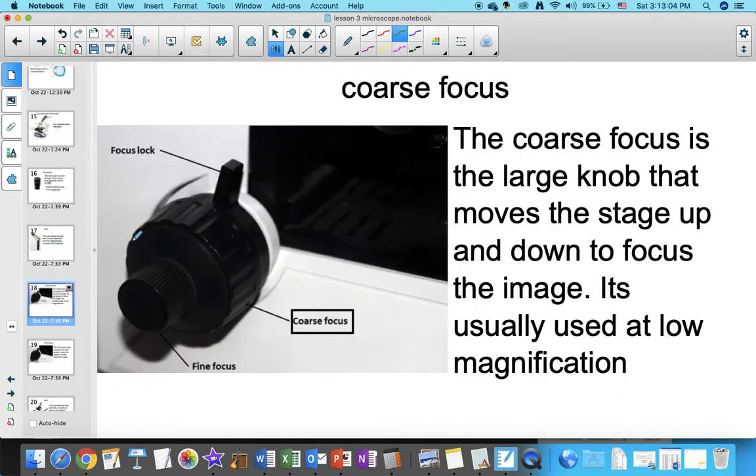The coarse focus. So the big knob, not the little knob here, this big knob moves the stage up and down to focus the image. It's usually used at low magnification, so it's called the coarse focus. When you move that big knob, it focuses things in very big changes. It creates these large changes in focus that allow you to see things at low magnifications, right? So the coarse focus changes the focus of the image as you turn the knob.